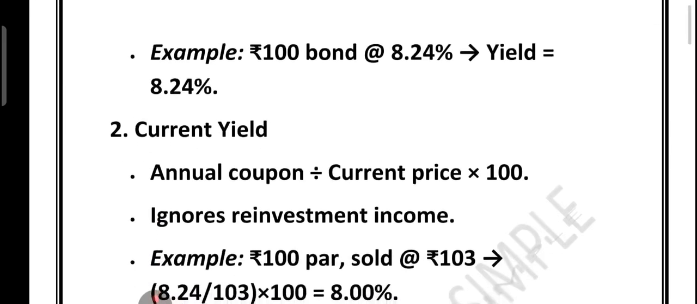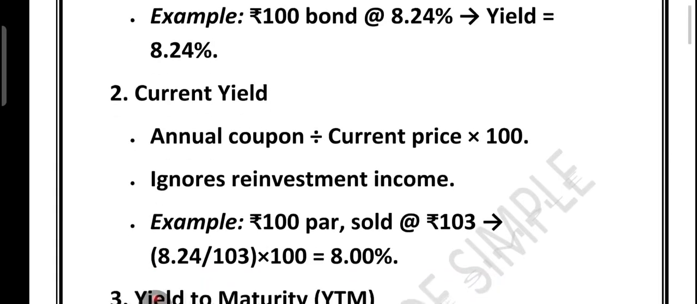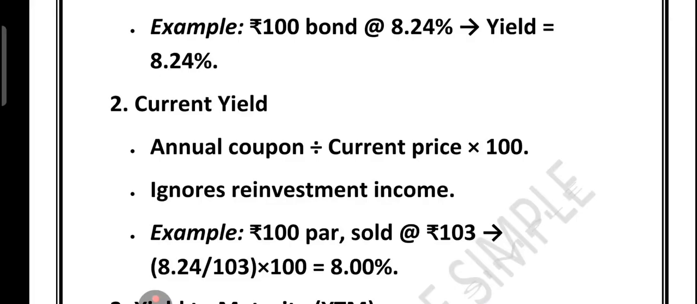You know, this is the most popular topic, current yield. They ask you questions every year. So please understand what is current yield. Current yield is annual coupon divided by current price, into 100. So it ignores the reinvested income.